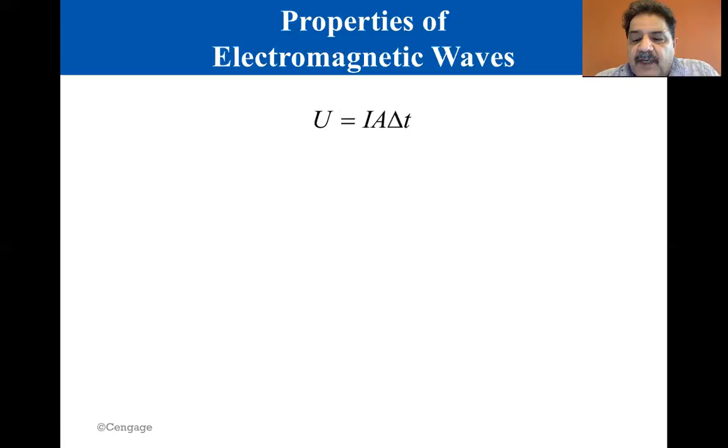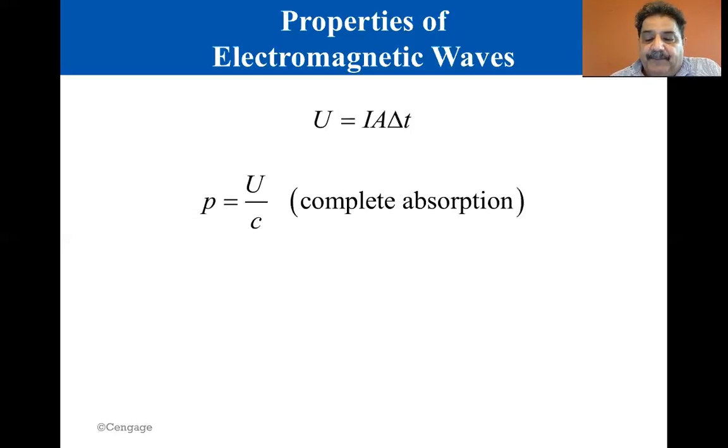Let's assume here that the electromagnetic wave transports a total energy U to a surface in a time delta t. If the surface absorbs all of the incident energy U in this time, Maxwell showed that the total momentum delivered to this surface has the magnitude here. Momentum equals U over c.